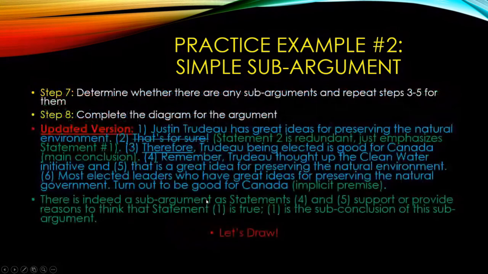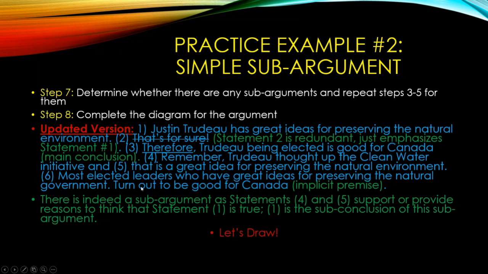So let's move on to steps 7 and 8. Determine whether there are any sub-arguments and repeat steps 3 through 5 for them. And then step 8, complete the diagram. Well, here's what we've got so far. And remember, we've added statement 6. Okay, so remember, we have the main argument here, but there are 2 statements left over, statements 4 and 5. Remember, Trudeau thought up the Clean Water Initiative, and 5, that is a great idea for preserving the natural environment. These don't speak to the truth, either dependently or independently, of the main conclusion.